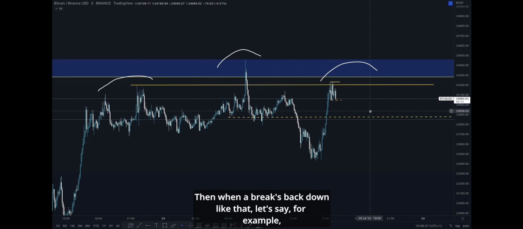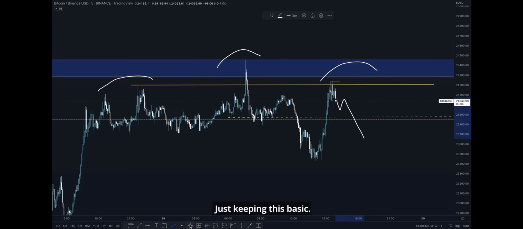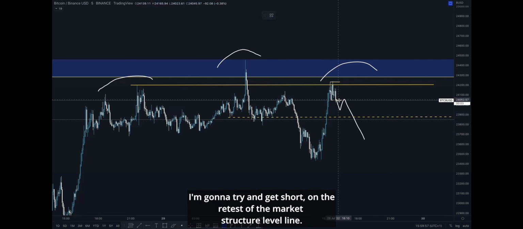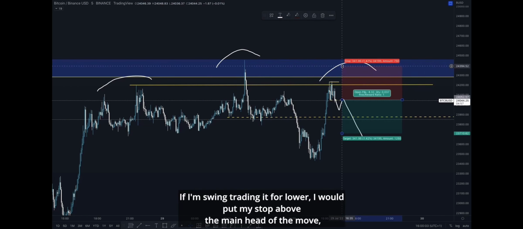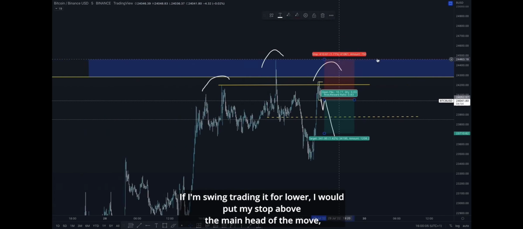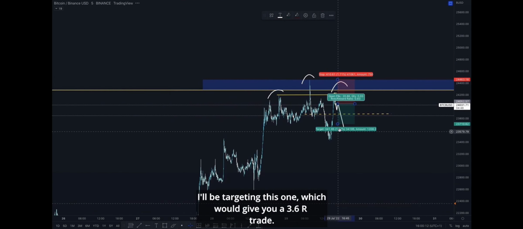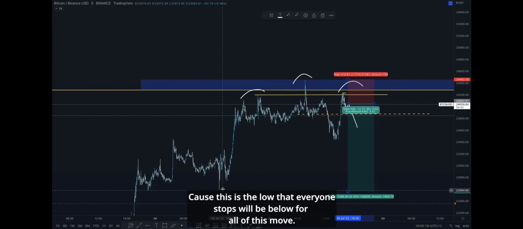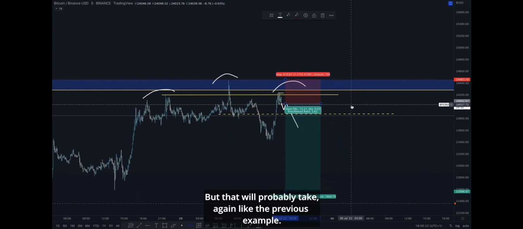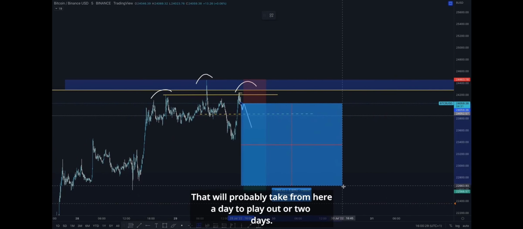Then when it breaks back down like that, let's say, for example, it goes like this, just keeping this basic. What am I going to do? I'm going to try and get short on the retest of the market structure level line. If I'm swing trading it for lower, I would put my stop above the main head of the move, and I would be targeting a lower level. I'll be targeting this one, which would give you a 3.6 hour trade. So this is the low that everyone's stops will be below for all of this move. But that will probably take, again, like the previous example, from here a day to play out, or 2 days.